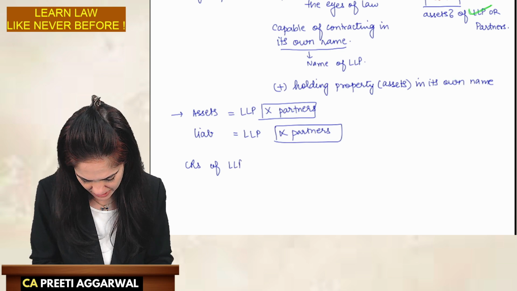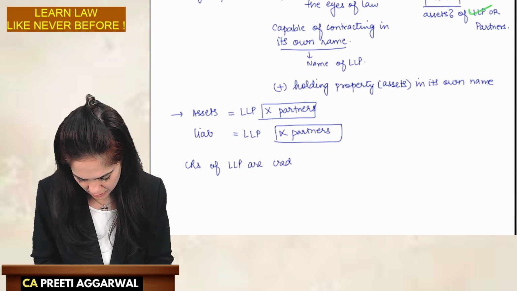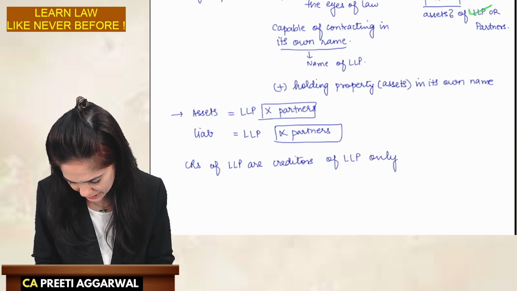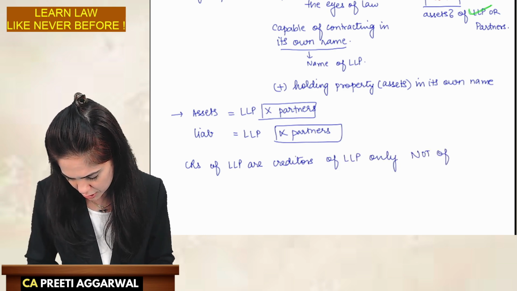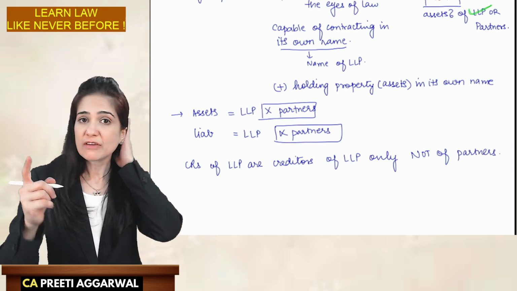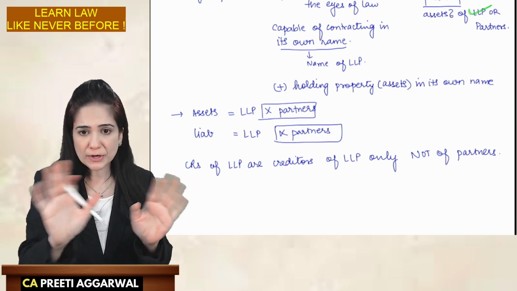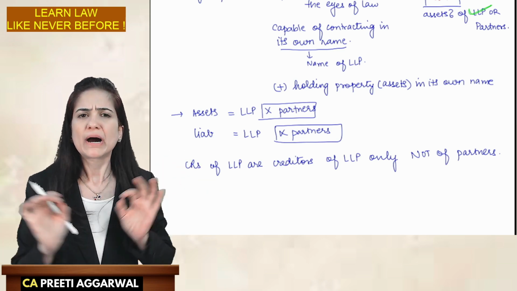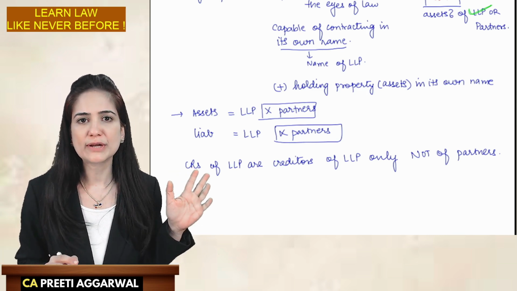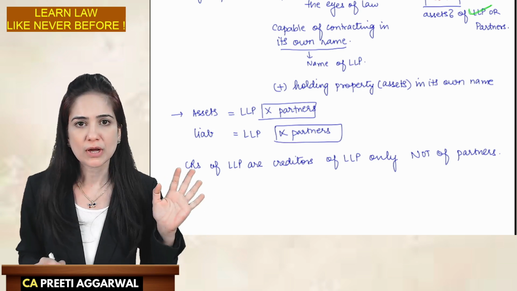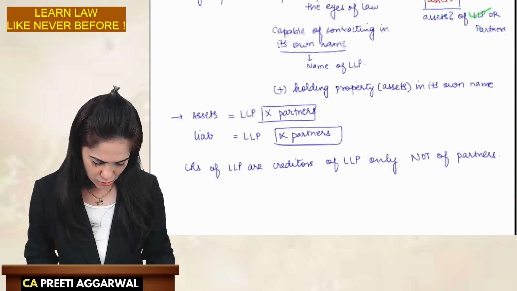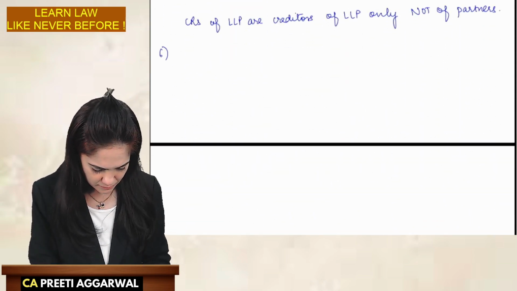Creditors of LLP are creditors of LLP only, not of partners. So creditors, they will hold the LLP liable. They cannot recover anything from the partner. Partner has limited liability. Partner is liable only to the extent of his share in the contribution. Whatever capital he contributes, I will not give more than this. So see how the next point is connected.